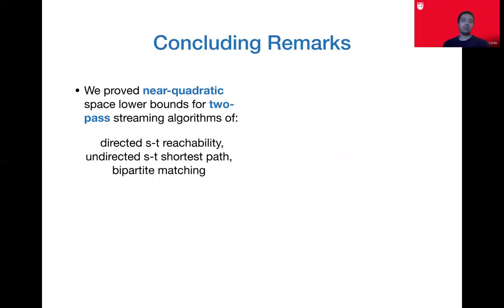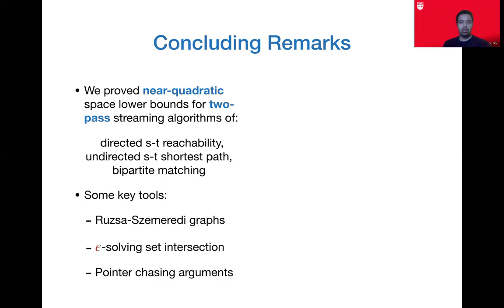Now let me quickly conclude. We proved near-quadratic space lower bounds for a bunch of graph streaming algorithms in two passes, such as reachability, shortest path, and bipartite matching. The tools we used were RS graphs, this set intersection, and some pointer chasing arguments. From now on, there are a bunch of nice open problems. The immediate question is: can we go beyond two passes? That seems a very promising direction to look.